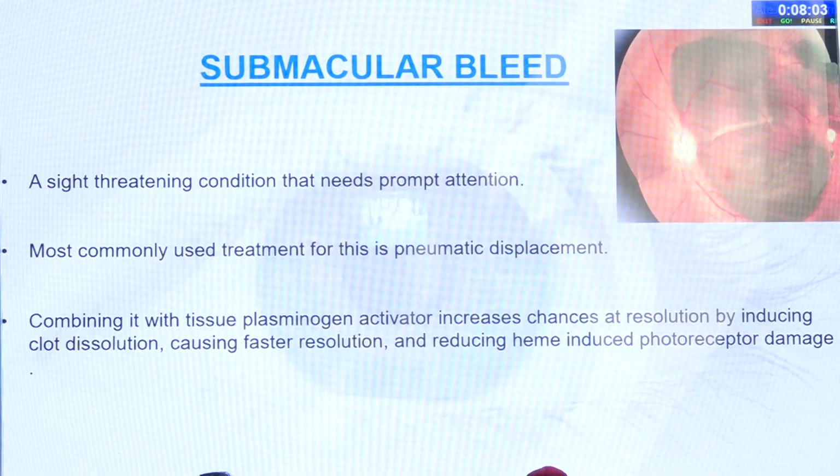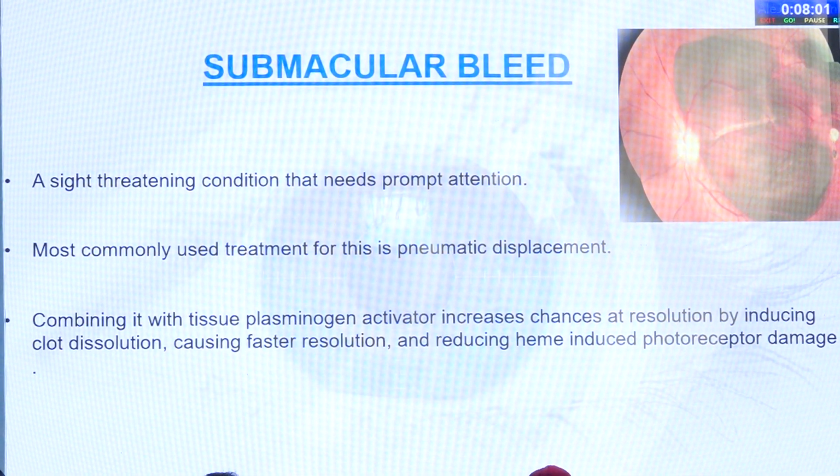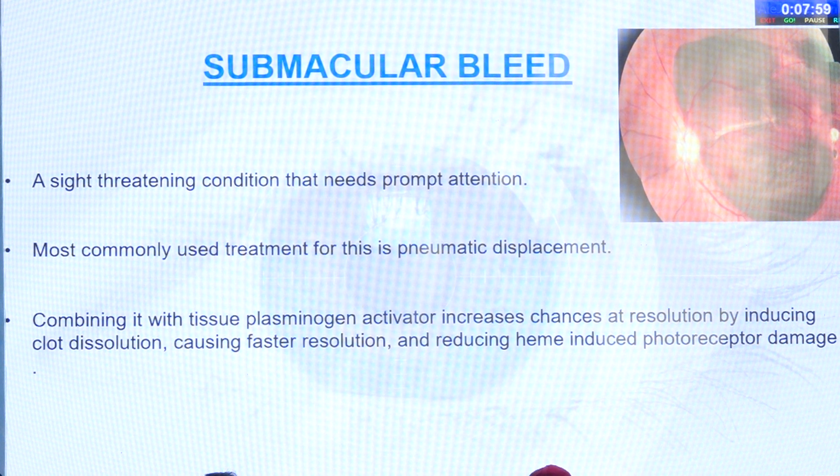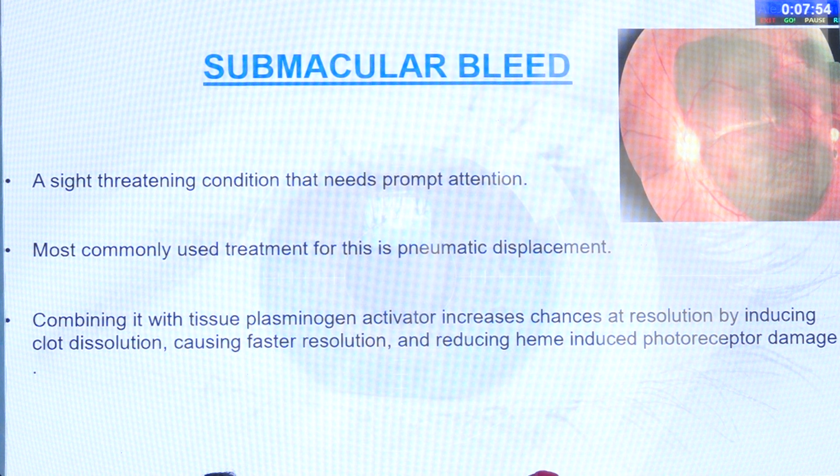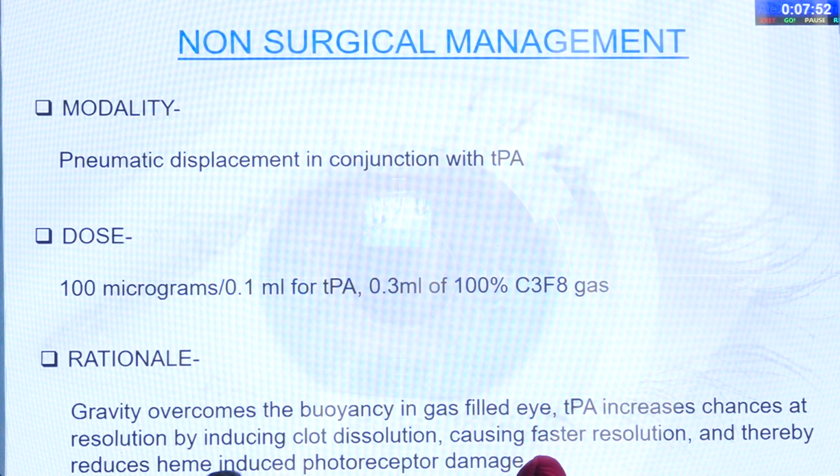My focus will be on submacular bleed. Submacular bleed is a sight-threatening condition that needs prompt attention, and the most commonly used treatment modality for this problem is pneumatic displacement. It is usually combined with tissue plasminogen activator, the dosage of which is 100 micrograms per 0.1 ml, with 0.3 ml of 100% C3F8 gas.